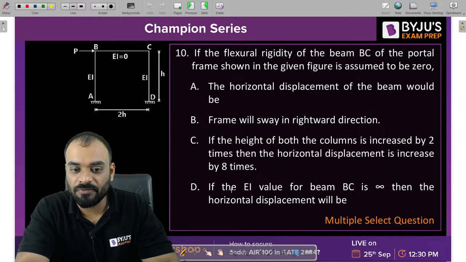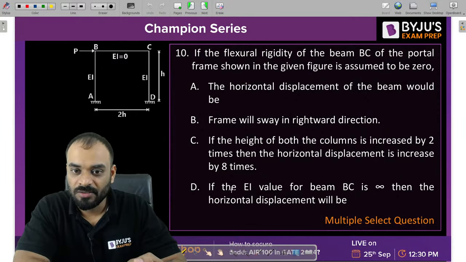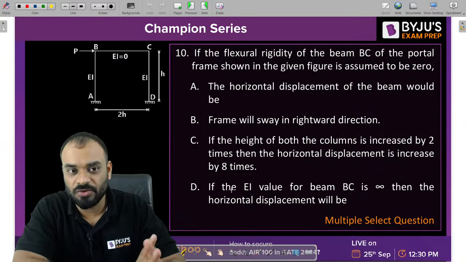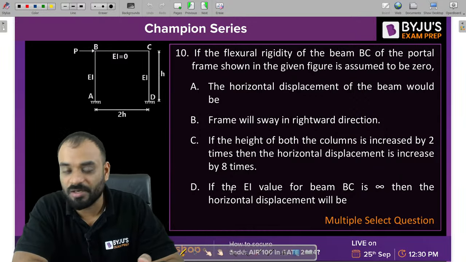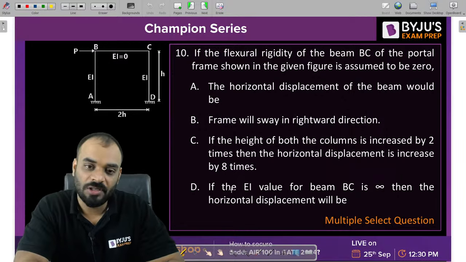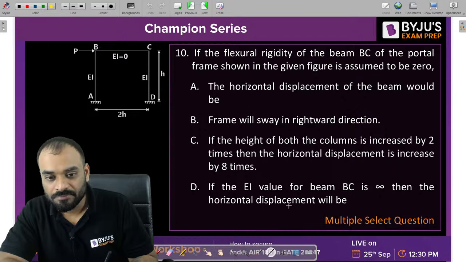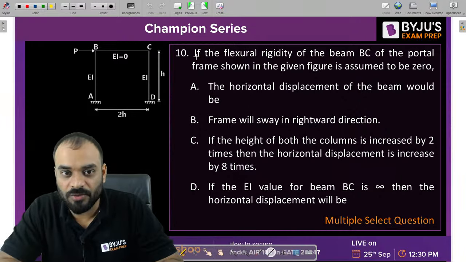Next question guys in front of you, which is related to the sway condition. You need to understand in which direction the sway can occur. That is the problem which is given to us. Okay, and it is an MSQ type question. Be careful while reading the statement first. Okay. Now kindly check this particular question guys.